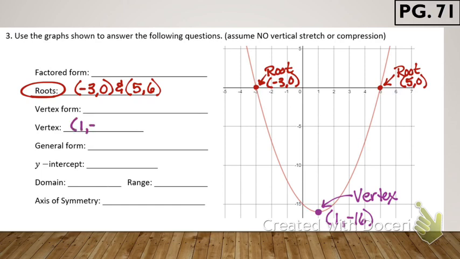1, negative 16. They tell me up at the top to assume there is no vertical stretch or compression. What would that mean about my a value? It's not negative, and it's not more than 1. Yes, it's not negative, and it's not more than 1. This one's not negative because why? Because it's going up. Yep, it's pointing up.